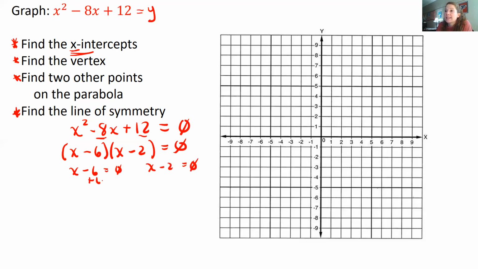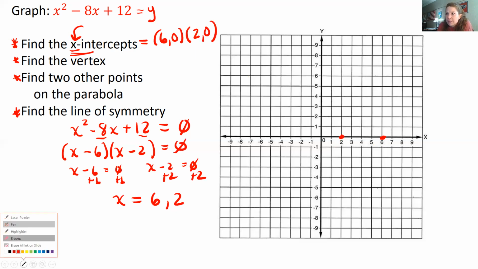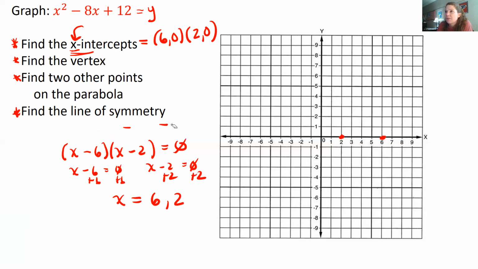So once again, we set both of these equal to 0. So if I add 6, and here I would add 2, x is 6 and 2. So these are the x-intercepts. So on the x-axis, I'm going to put a dot at 2, 0 and 6, 0. So our x-intercepts are 6, y is 0. The other x is 2, y is 0. Okay? All right. Let me get rid of all this stuff so I can do the vertex.